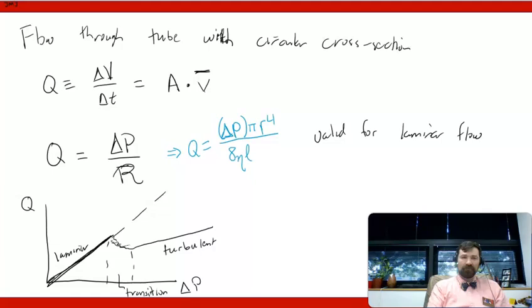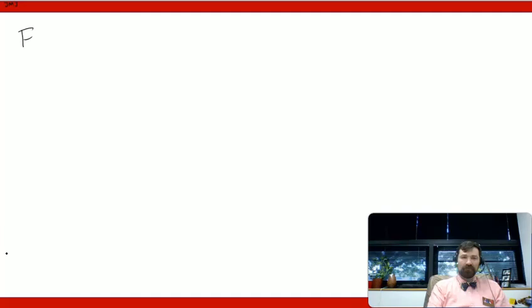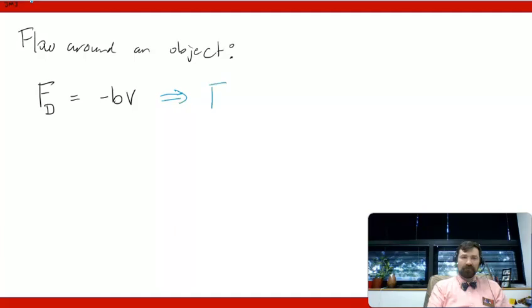For flow around an object, what you end up having is drag. Your drag force should look like negative B times V. For Stokes' law, the drag force is 6 times pi times the viscosity times the radius times the speed. So this is your non-turbulent drag.